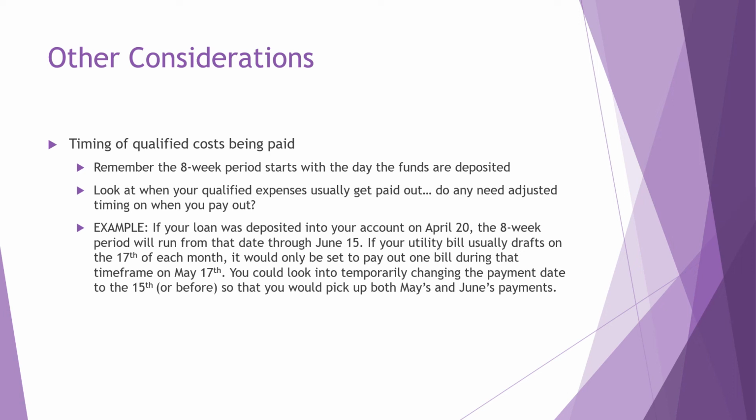So instead of drafting May 17th, June 17th and missing out on one of those, we could set it to be May 12th and June 12th, or just leave it May 17th and change June to June 12th. That way you pick up May and June's payments. We really feel like the spirit of this is to pick up essentially 2 months' worth of each of these qualified expenses. So we don't want you to miss out on any potential loan forgiveness just due to the weird timing of the 8-week coverage period.